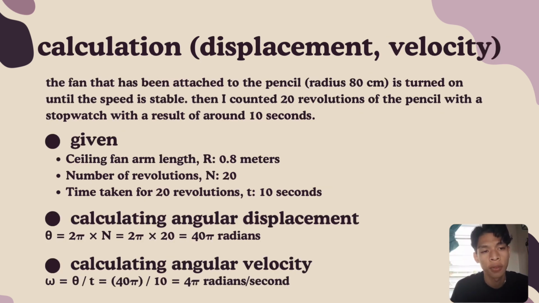The formula of angular displacement is 2π times n, where n is the number of revolutions. So the angular displacement is 2π times 20, equal to 40π radians. To calculate the angular velocity, the formula is angular displacement divided by time. So the angular velocity of the pencil is 40π divided by 10, equal to 4π radians per second.